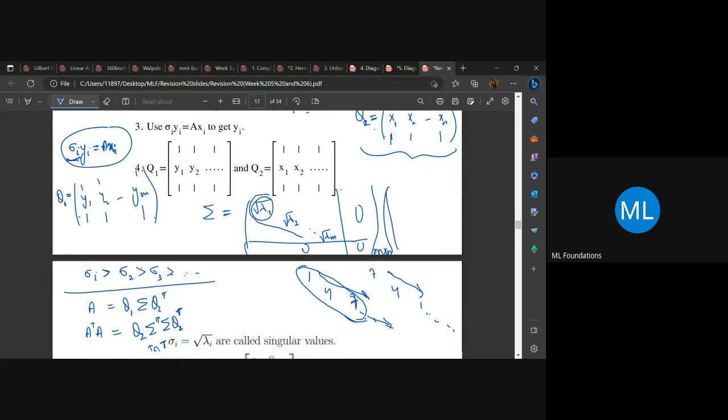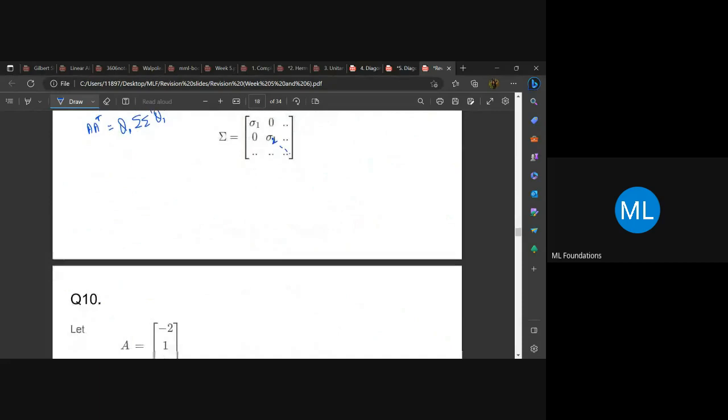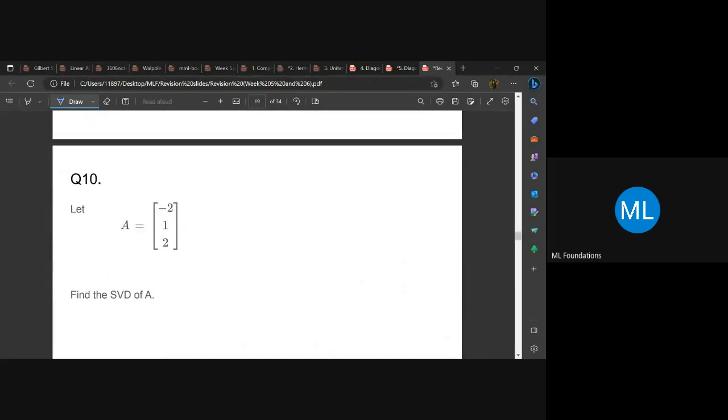Okay, let's look at one question. So you have the matrix A. You have to find the SVD of A here.